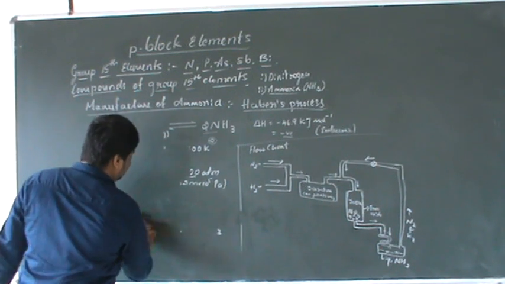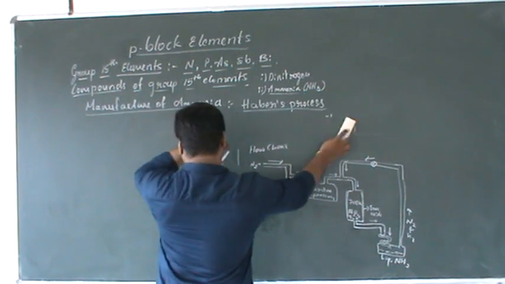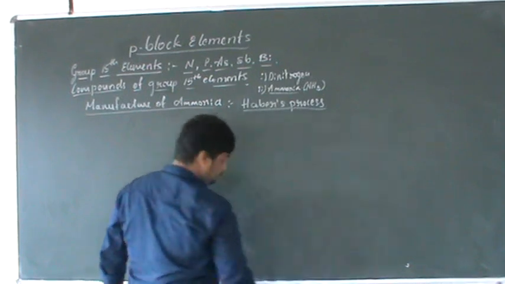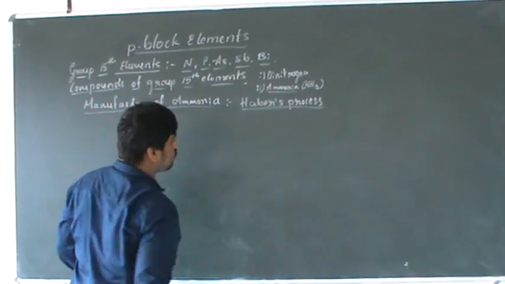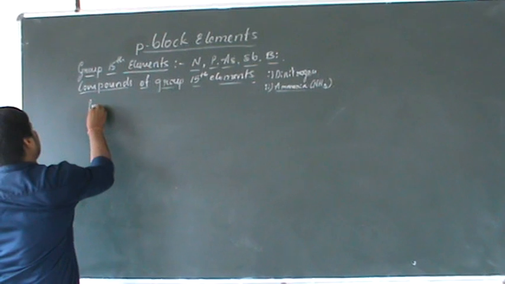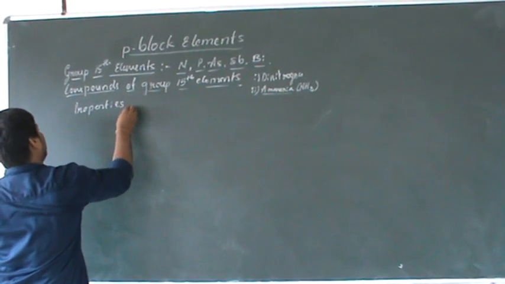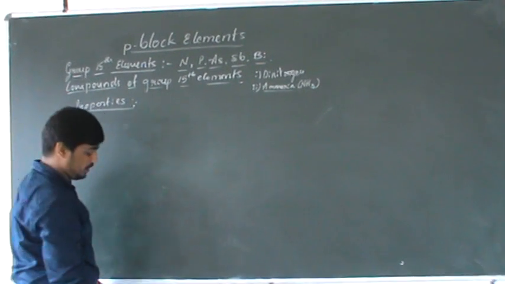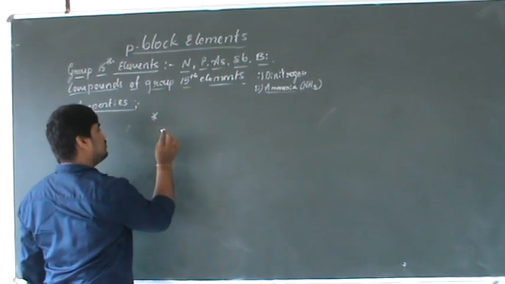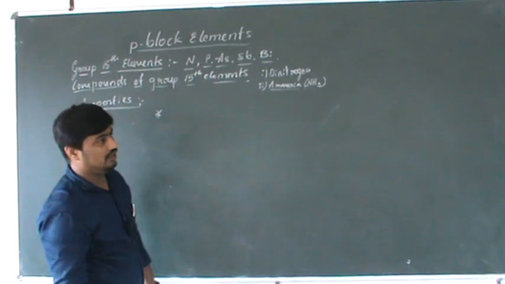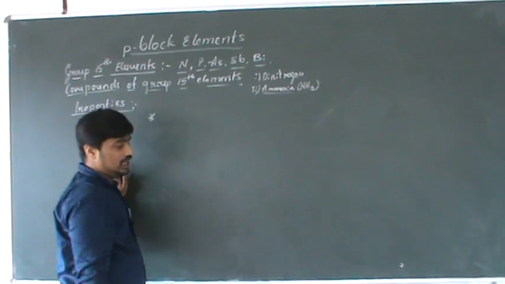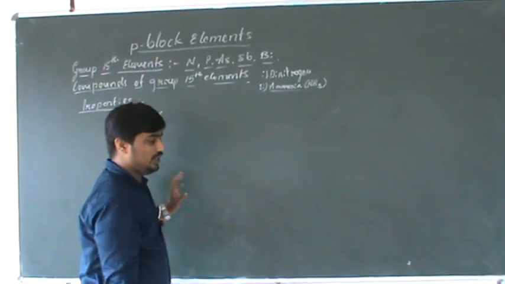Next, what are the properties and structure of ammonia? Properties of ammonia. Structural properties. First is the physical. Ammonia is a gas as well as a liquid. In some cases it exists in a liquid state, and in some cases in the gas state, depending upon the condition.